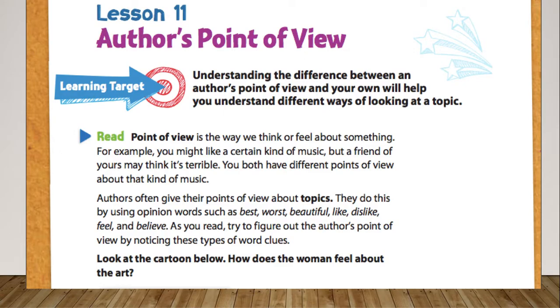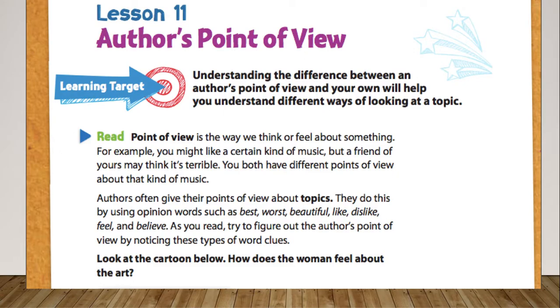So if your favorite animal is a dog, but we're reading a story where the author's writing about cats, we don't want to talk about what your opinion is. We want to focus on what is the author's opinion and what their point of view is about their favorite animal. So we really want to make sure that we are keeping our own personal bias out of these articles when we're reading them, because we're really focusing on what is the author trying to convey. So when we're talking about author's point of view, understanding the difference between an author's point of view and your own will help you understand different ways to look at a topic.